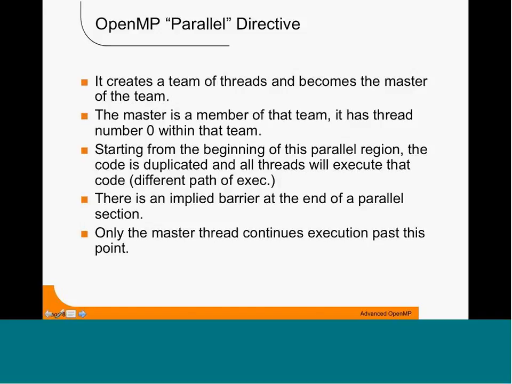At the end of the parallel section, once you quit the parallel section, all threads have to wait to complete the task, and then there is an implied barrier. There is a barrier in the parallel directive, and only the master can continue execution beyond this point, not all other threads. So once you close the parallel directive, only the master is going to execute the rest of the code.